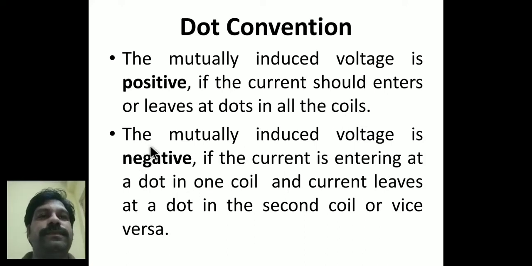Similarly, the mutually induced voltage is negative if the current is entering at a dot for one coil and the current leaves at the dot in the other coil, or vice versa. That means if two coils are connected, and the current is entering at the dot for one coil, and for the other coil the dot is at the current leaving side, then the mutually induced voltage in such a case is negative.